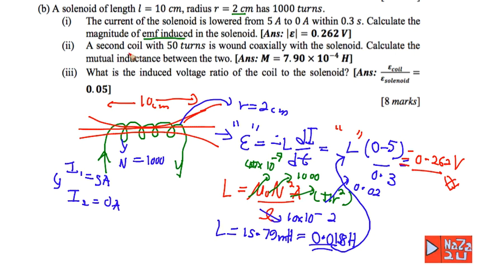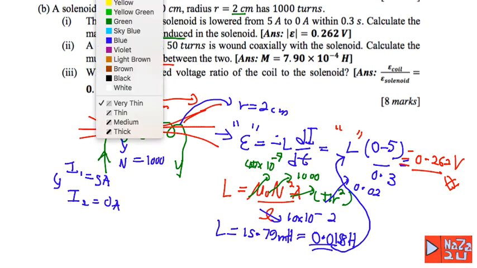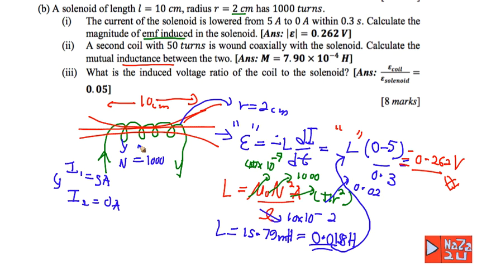And number 2, now a second coil with 50 turns is placed coaxially with the solenoid. Calculate the mutual inductance. So now you have another coil here. I draw another coil here, using a blue color. So we have another coil in the center of the first solenoid. Now you have the two coils, a combination between the two coils here. So for number 2, what is the mutual inductance?